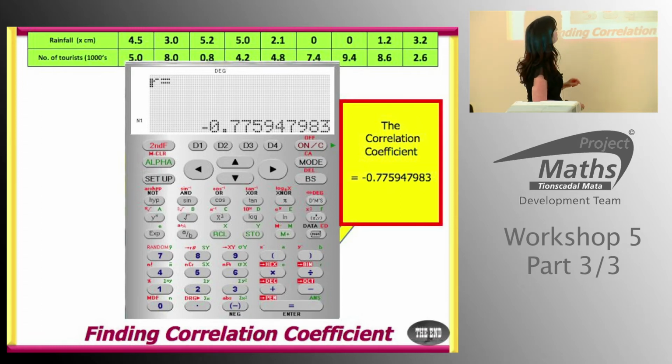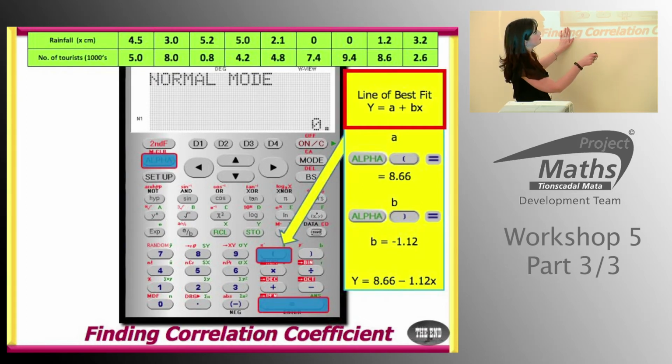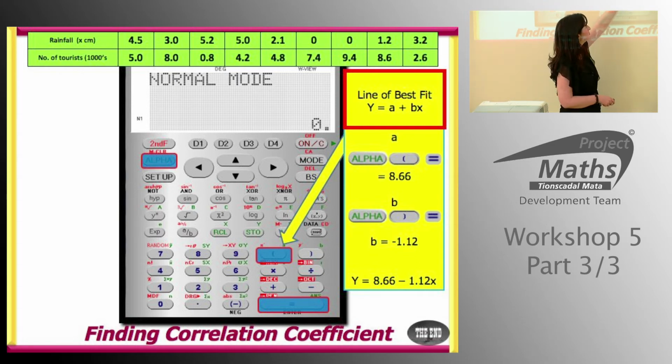Also, you will find here that you can also get your A and your B for your line of best fit as well. Okay, the A and the B are here as second functions also.